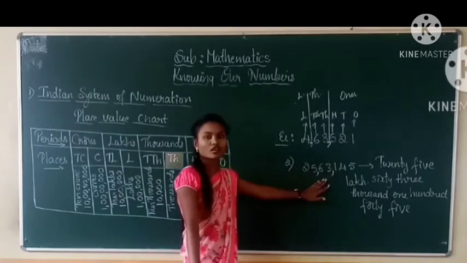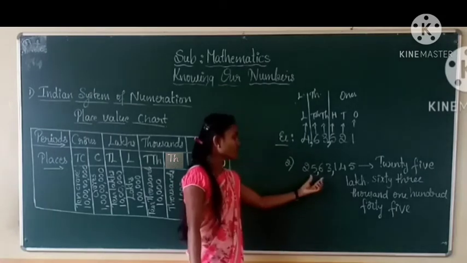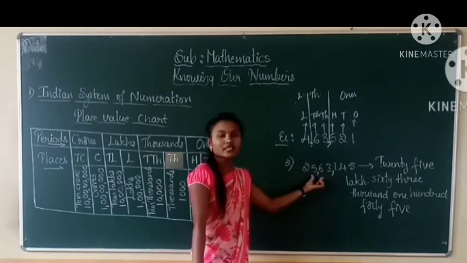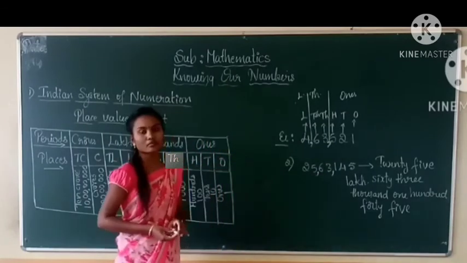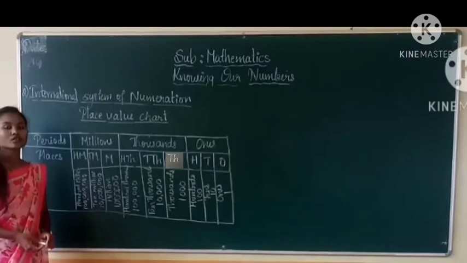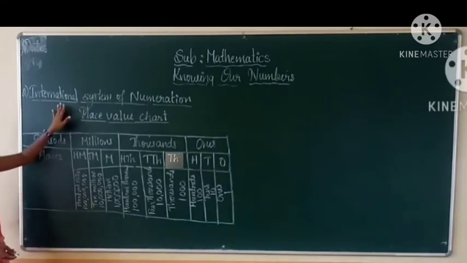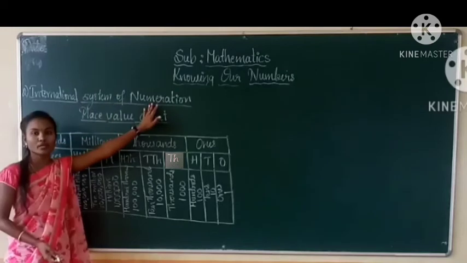Larger numbers. This comma helps us to write and read the larger numbers. So if there is a comma, we can easily write and read the large numbers. Have you all understood? Okay. Now let us go for the second system of numeration, the international system of numeration.